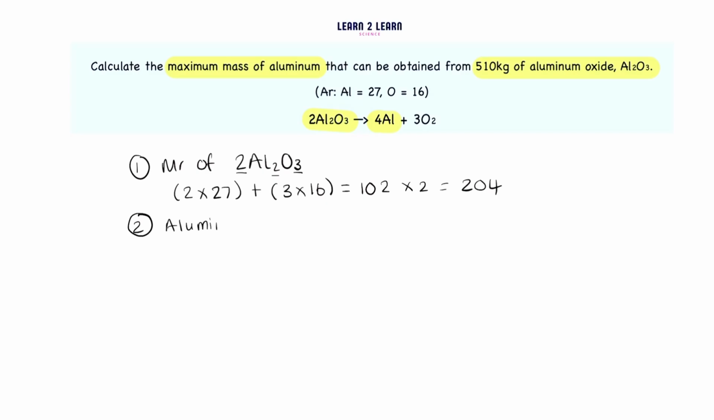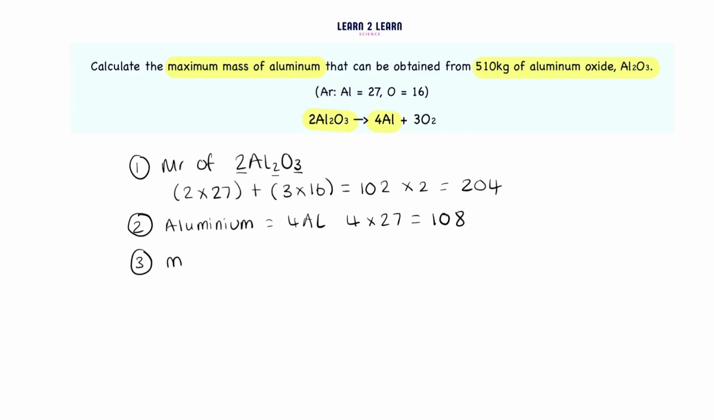Step 2 is to work out our MR of the maximum mass of what we want. So in our case that is aluminium, which is 4Al, which means I am going to times 4 by our AR of 27, and that is going to give me 108.